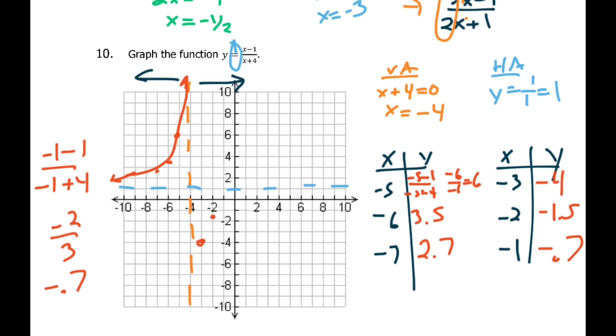Plot these points, and remember, once you plot them, you can't cross your asymptote lines, you just kind of follow them.